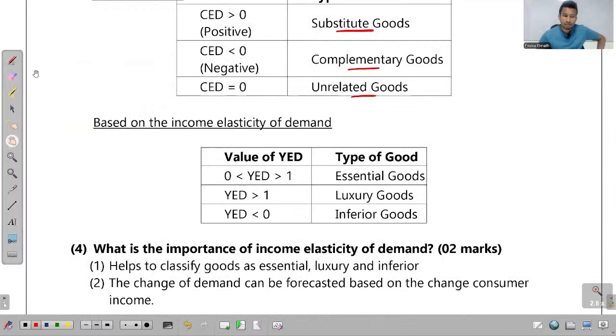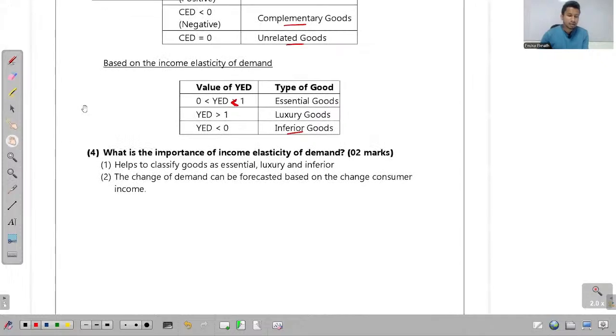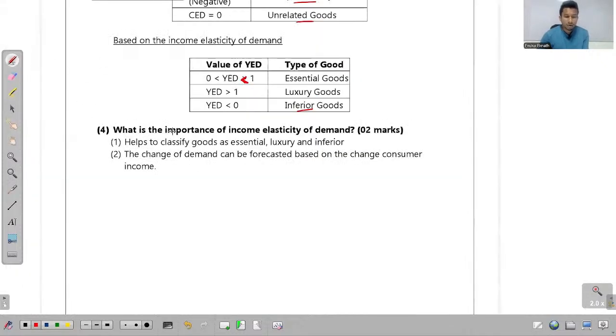So a similar table I have developed even for income elasticity of demand. When YED falls between 0 and 1, the good is essential. When YED is greater than 1, the good is luxury. When YED is negative, if it is less than 0, the good is inferior. Right? And then the last part: what is the importance of income elasticity of demand? It's a straightforward question. If you remember, you can write the answer easily. So just read these two, you will understand.